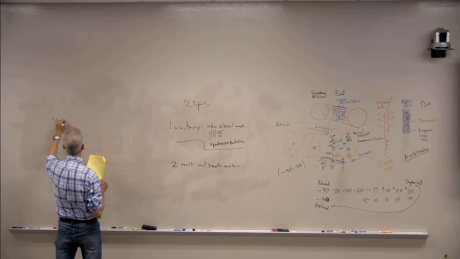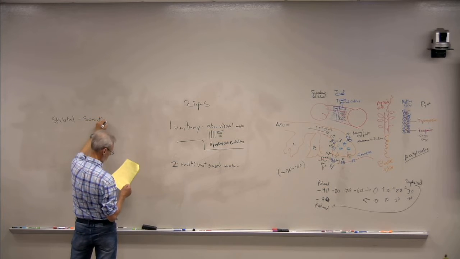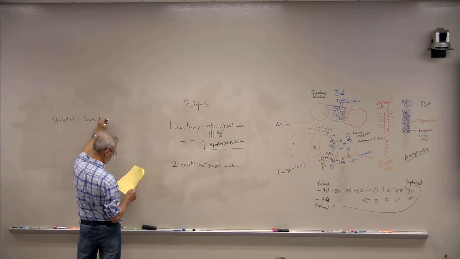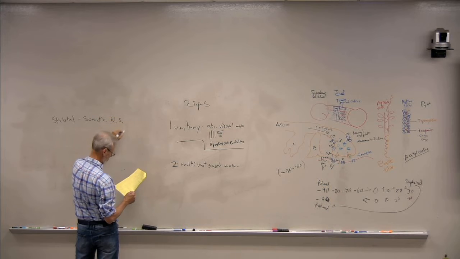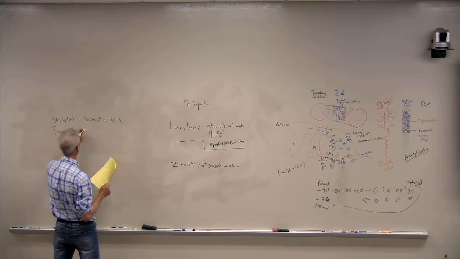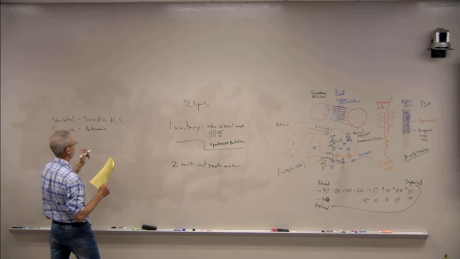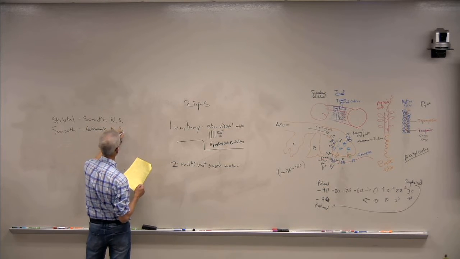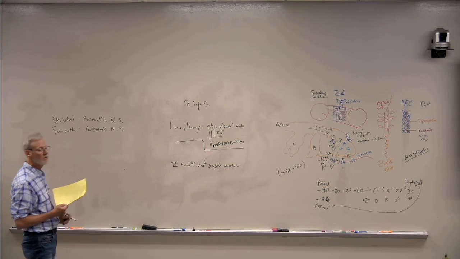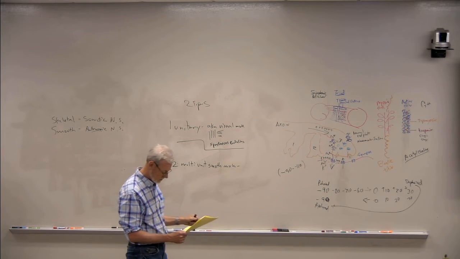Skeletal is the somatic, right? Somatic nervous system. And smooth muscle is the autonomic. Autonomic actually means self-governing. Autonomic nervous system, right? And again, the way I remember that is autonomic is like automatic. Yes?